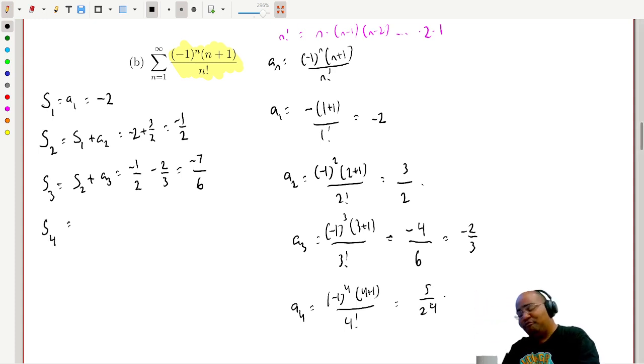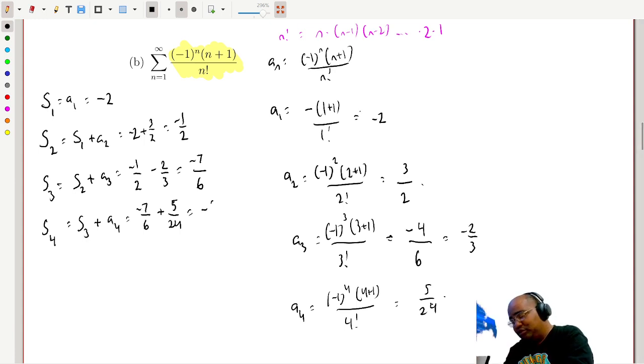Okay, and then S4, the fourth partial sum, that's the third partial sum plus the fourth term. So minus 7 over 6 plus 5 over 24, okay, equals, well, if you do the arithmetic, negative 23 over 24. Take a look at that, the first 4 partial sums.